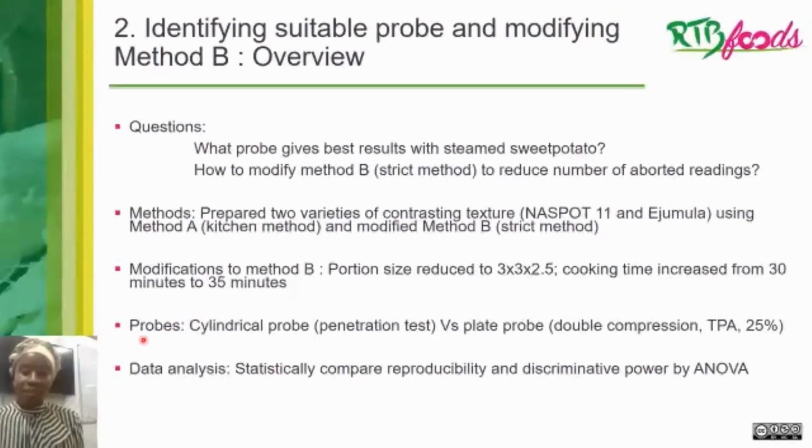Besides the TPA double compression, like I mentioned, we reduced the level of compression from 40% to 25% to deal with the issues of aborted readings we had noticed in the first set of experiments. We also used a cylindrical probe and lead penetration test on the samples. We did the same data analysis like I presented in the first set of experiments.